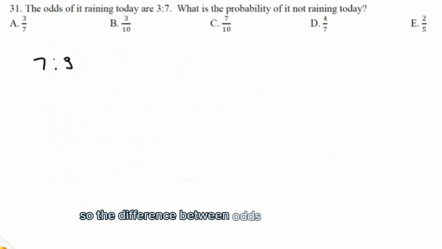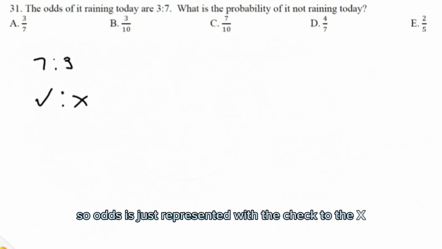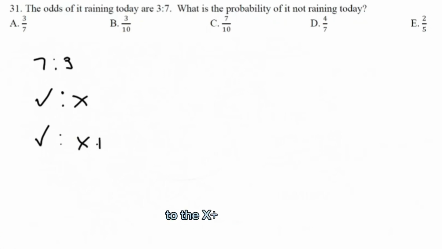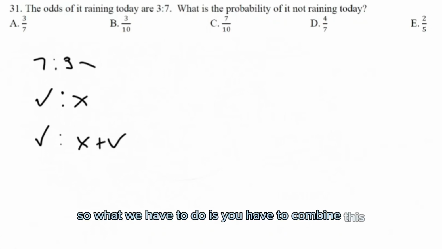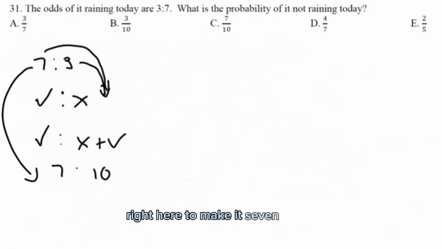So the difference between odds and probability is, let's just say this check represents how much are true. So if it's raining today, then 3 are true. And the x is how much are not true. So odds is just represented with the check to the x. Probability is represented with the check to the x plus the check, which is a total amount of things. So what we have to do is combine this 3 and this 7 to get 10. And then we take our check right here to make it 7 to 10.